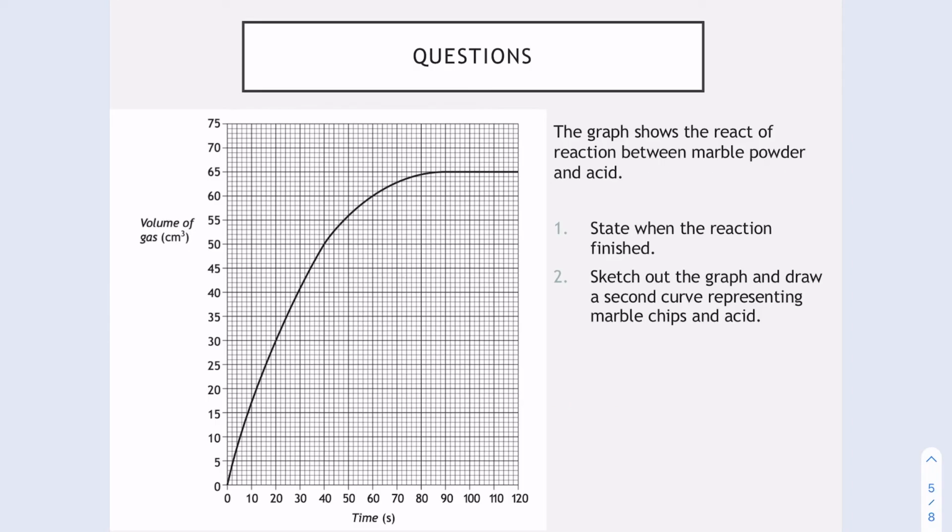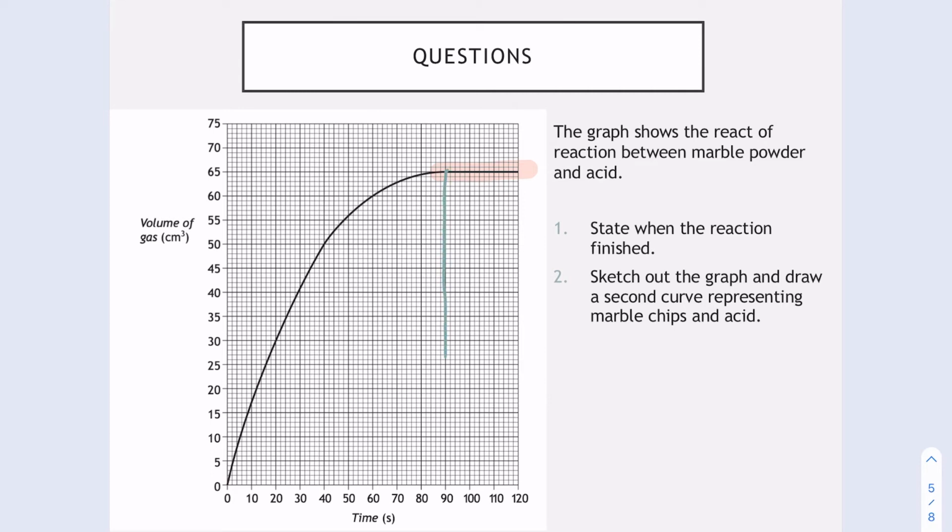So we've got a couple of questions to try to see if this makes sense. We've got a graph that shows the reaction between marble and acid. You have to state when the reaction finishes. Now how do you know the reaction finishes? You're looking for this straight line here at the end. When it tails off, that's when everything's finished being used up. So how do you know it finishes? Well, you take the end point, roughly about here.